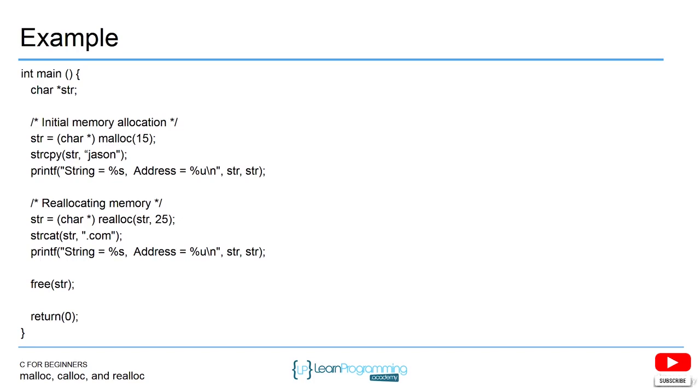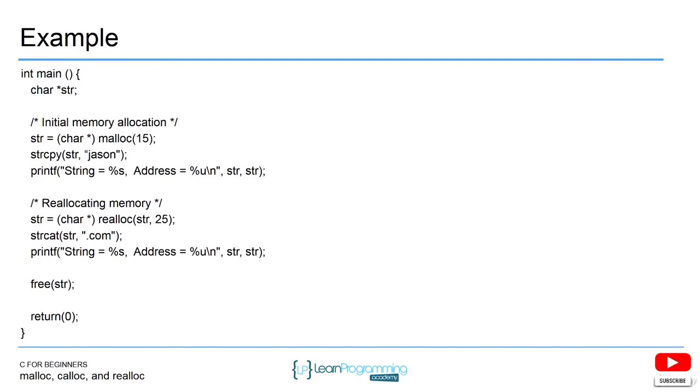So what you do is you call malloc. Here we're saying malloc 15. This will create 15 bytes for a character pointer. We cast it because it returns a void pointer. So str is a pointer now that has memory allocated for what it's pointing to. We then can use strcpy to pass in some data to what it's pointing to, a string, and we print out the string and the address.